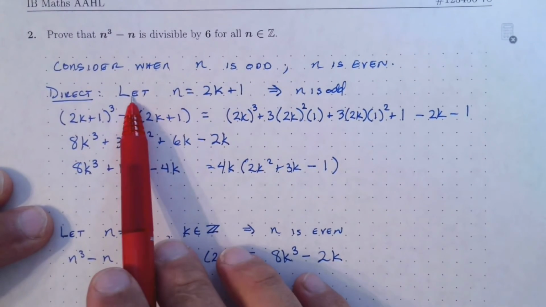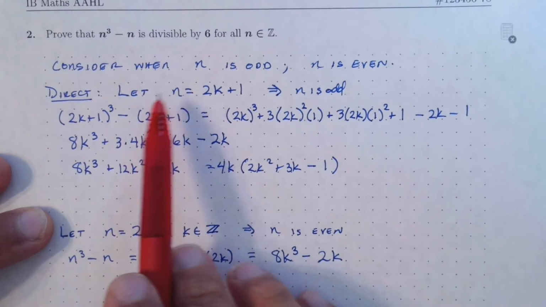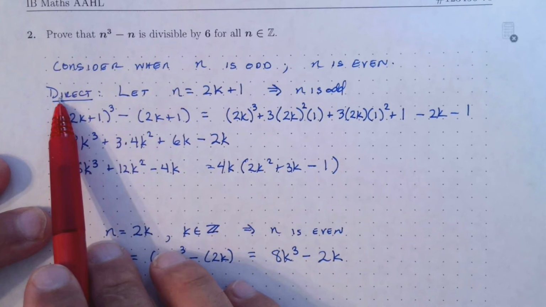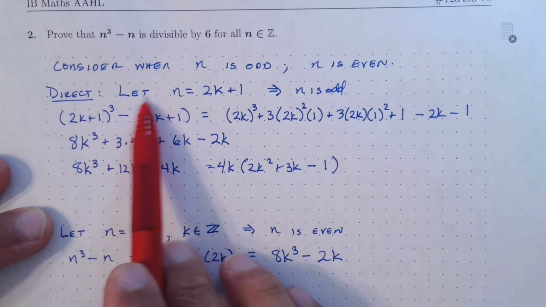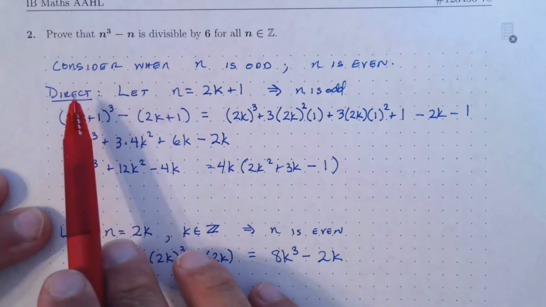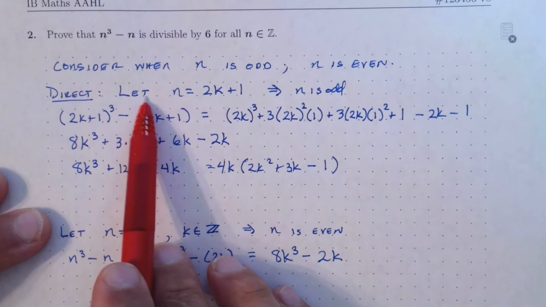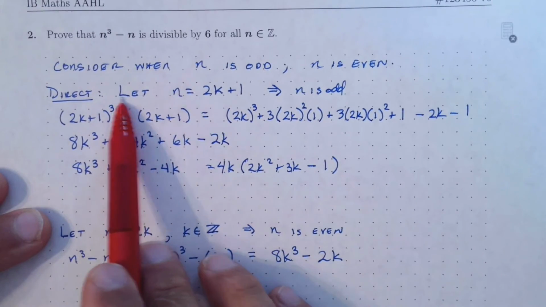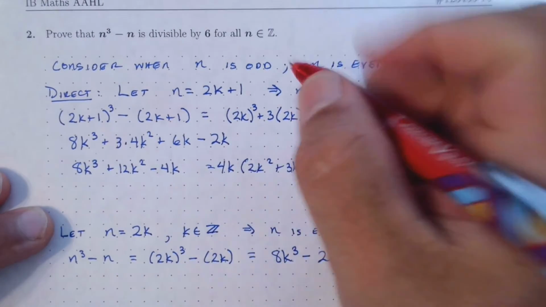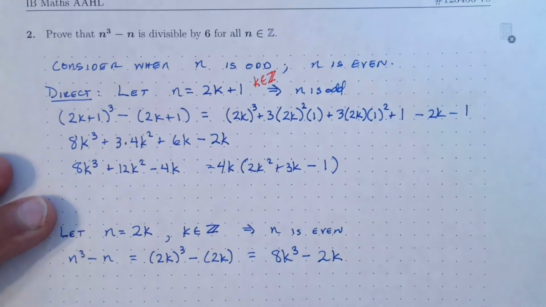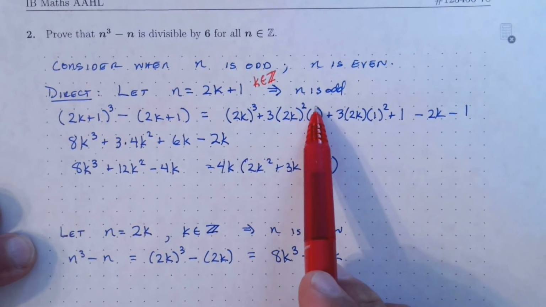So if we were going to go through this approach, we could say, hey, let n equal 2k plus 1. Because when I'm doing a direct proof, I'm going to let my values be what they are. When I'm doing a proof by contradiction, I'm going to assume my values are what they are to get to a contradiction. So here I'm going to let n equal 2k plus 1, and technically I should say that k is an integer, which is going to tell me that n is odd.